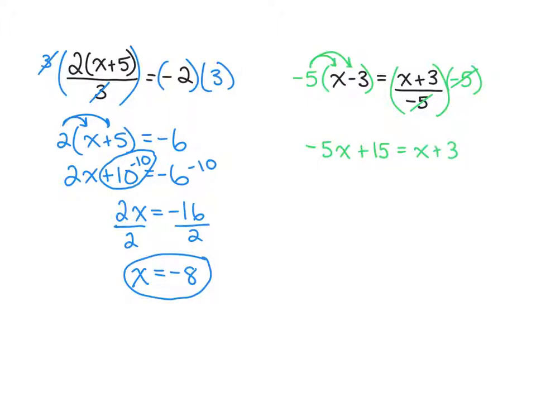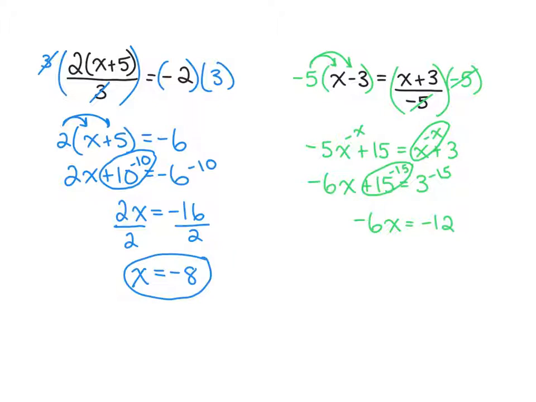Now I've got to get my x's on one side, numbers on the other side. So I'm going to subtract an x from both sides, because I know I'll get rid of this one, because x take away x is nothing. So then I've got negative 5x minus x, which would be negative 6x, plus 15 equals 3. Now I'm going to get rid of my 15, so I'm going to subtract it from both sides, because I know that those will go to 0. So negative 6x equals negative 12.